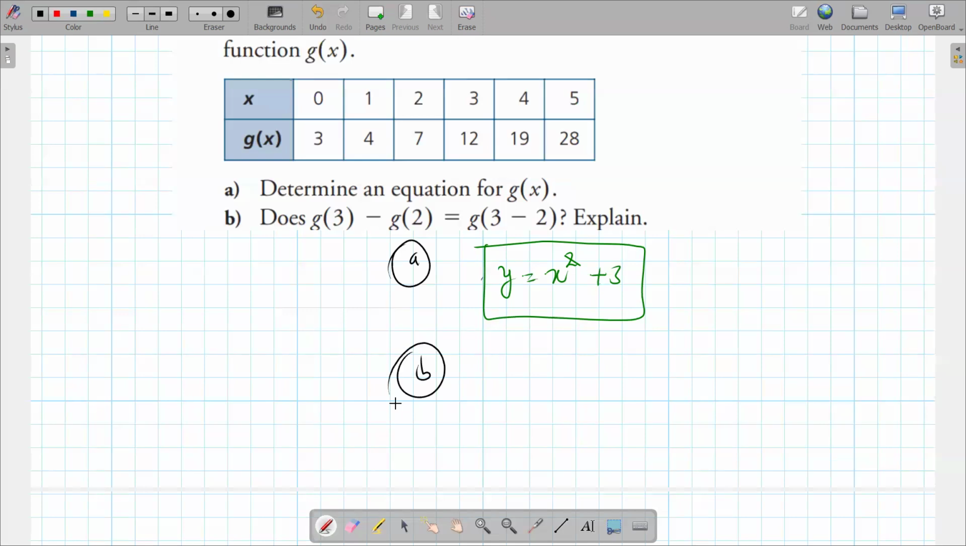Part B. Does G3 minus G2 equal G3 minus 2? All right. On the left side, we have G3 minus G2. What's G3?